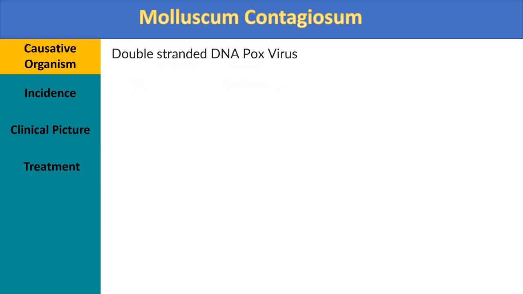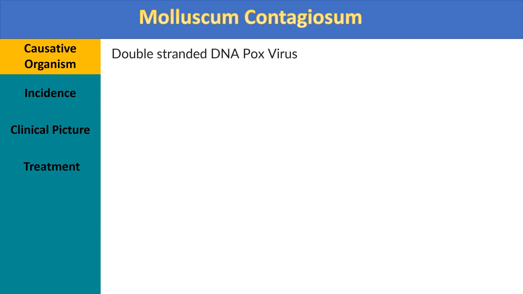Okay, the next viral infection which will cause follicular conjunctivitis is called molluscum contagiosum, or the condition itself is called molluscum contagiosum. So what is the causative organism? It is called the poxvirus. And poxvirus is again a double-stranded DNA virus.